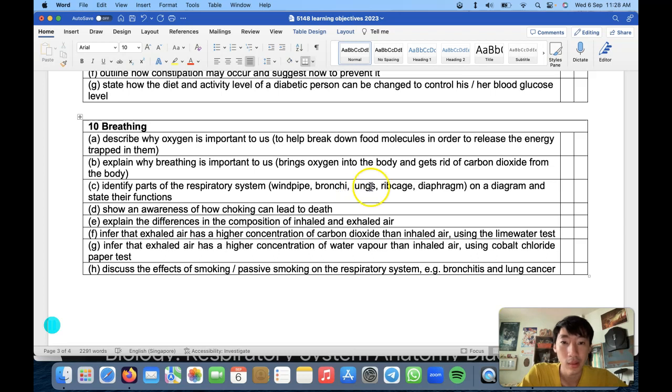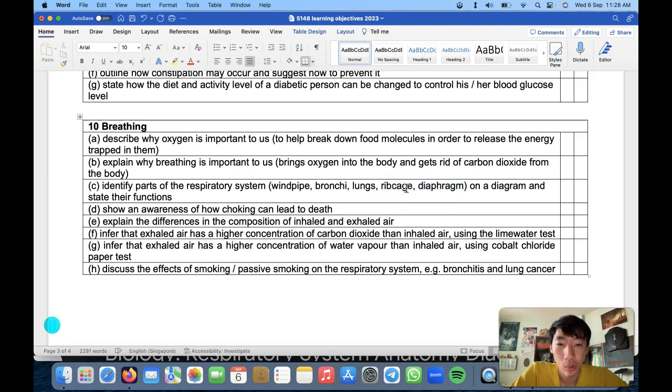Then what's the function of the lungs? The lungs, as we all know, take in oxygen and then you exhale out carbon dioxide. Now let's focus on these two though. These two are quite important.